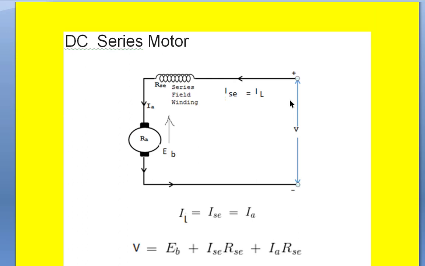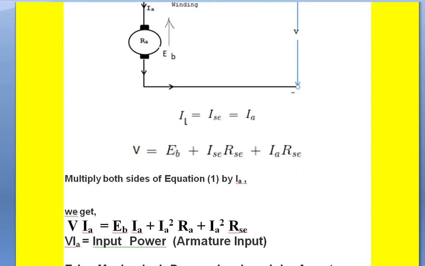So in the DC series motor, we have seen the current relations and the voltage equation. That is, the current IL is equal to ISE is equal to IA, and the voltage equation is: supply voltage V is equal to EB plus IA RA plus IA RSE. We also observe that the mechanical power developed in this DC series motor is EB into IA, and there are copper losses in the motor. Put together, the mechanical power developed, the armature copper losses and the field copper losses are called the input power, that is V into IA.